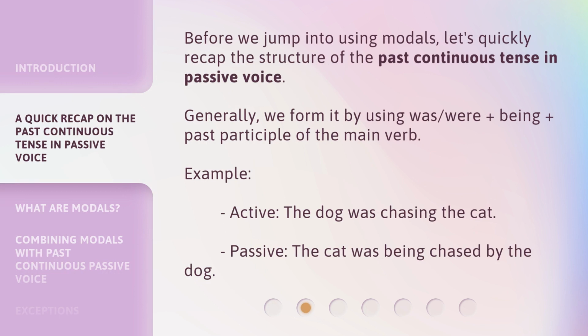Before we jump into using modals, let's quickly recap the structure of the past continuous tense in passive voice. Generally, we form it by using was, were plus being plus past participle of the main verb. Example: active, the dog was chasing the cat. Passive, the cat was being chased by the dog.